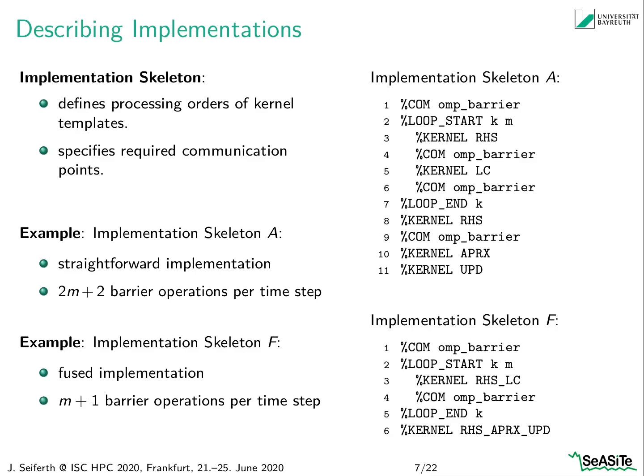Skeleton A corresponds to the implementation shown on slide 5. It requires 2 times m plus 2 barrier operations per time step. In skeleton F, templates RHS and LC are fused into template RHS LC. This reduces the number of barrier operations per time step to m plus 1.